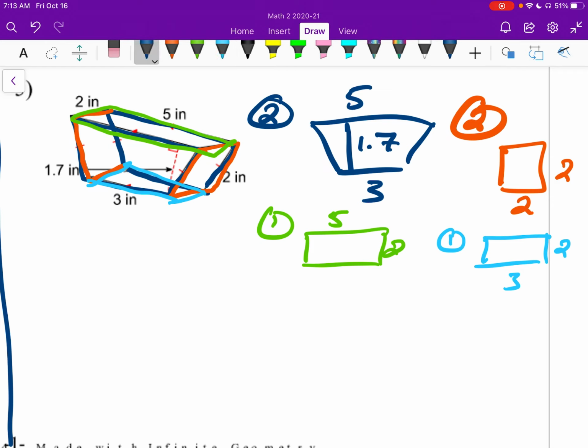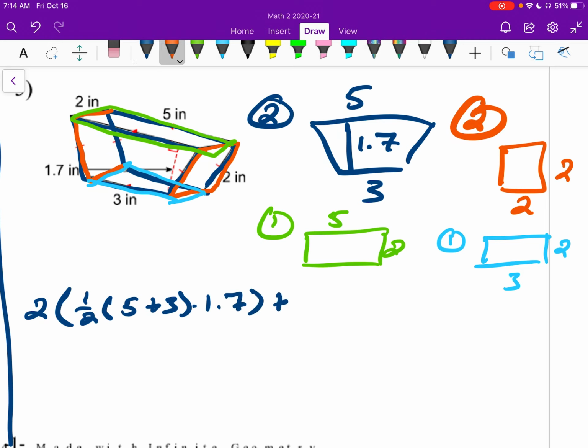All right. Now we're ready to write our equation. So I'll start off with my trapezoid. I have 2 of them, and then it's going to be 1/2. The bases are added together, 5 plus 3 times 1.7. The orange rectangle, I have 2 of those, 2 times 2. The green rectangle, 5 times 2. And the blue rectangle, 3 times 2.